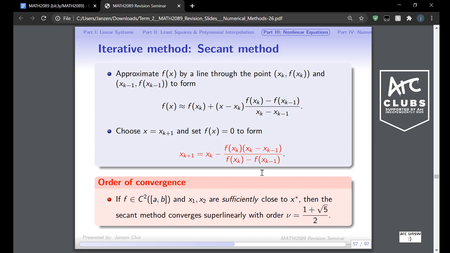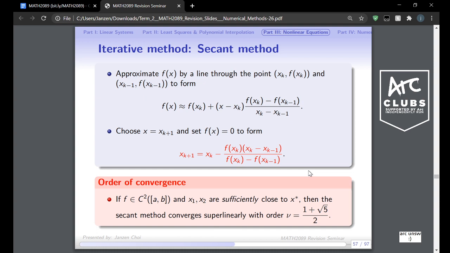Alright, so for the secant method, the secant method is actually quite similar to Newton's method. The only difference is that we are replacing f dash x with this expression here. So this is sort of like the gradient formula. This expression has no derivatives, and we're changing the f dash x in Newton's method with this expression, which gives us the expression in red.